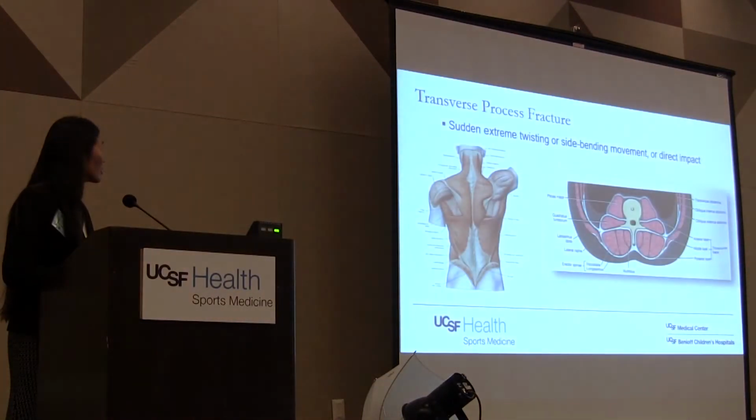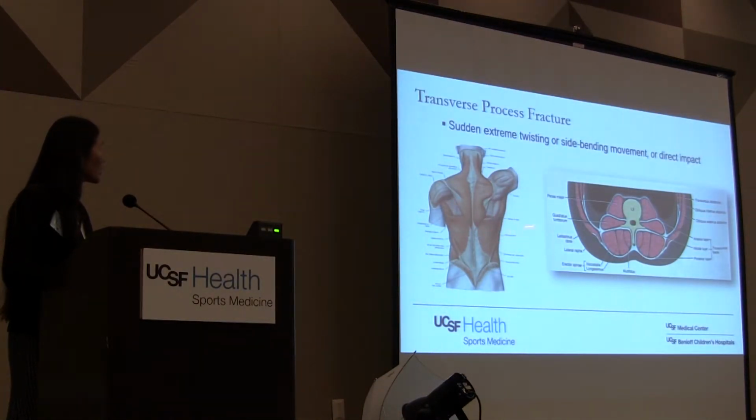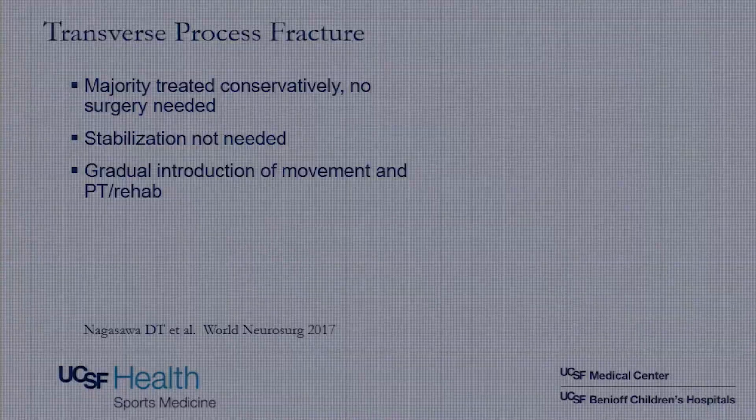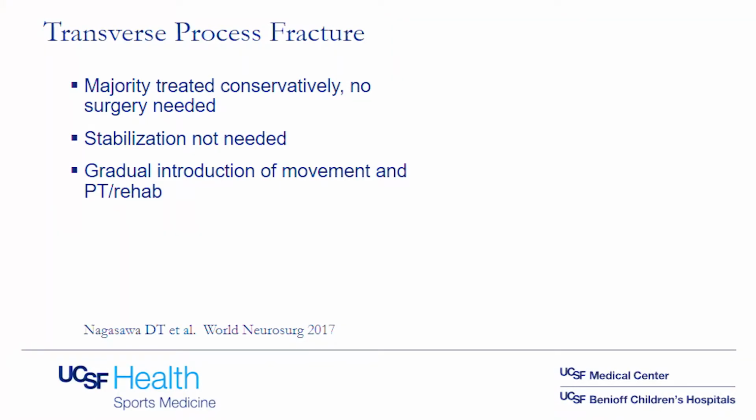Protection-wise, there's a lot of muscles that help protect it, but with that type of injury, because there's muscles that attach, there's a pull, and so you can see how you can fracture that transverse process. So the majority is treated conservatively, and there's no surgery that's needed for this. Stabilization is not needed unless they're in distress or they need a brace for a short time period. And there's a gradual introduction of movement and PT and rehab.